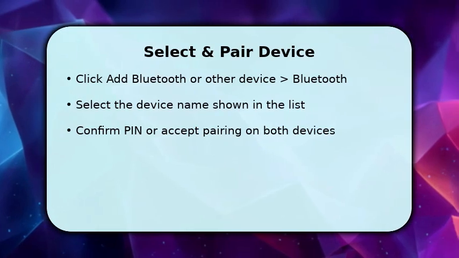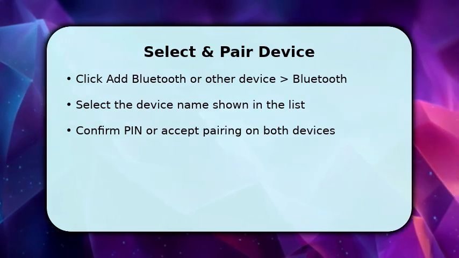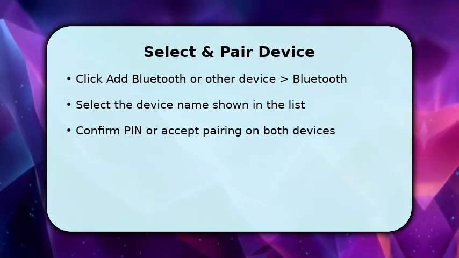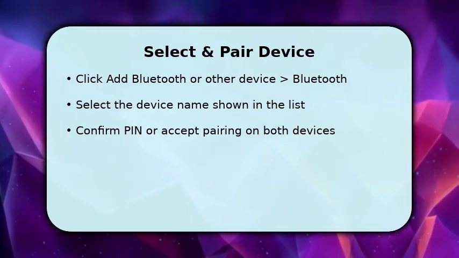Now you select and pair. Click Add Bluetooth or Other Device, then choose Bluetooth. Windows will list discoverable devices. Look for the device name that matches. You may see manufacturer or model details. Select it, then follow on-screen prompts.